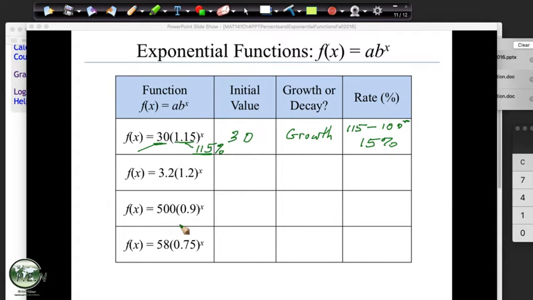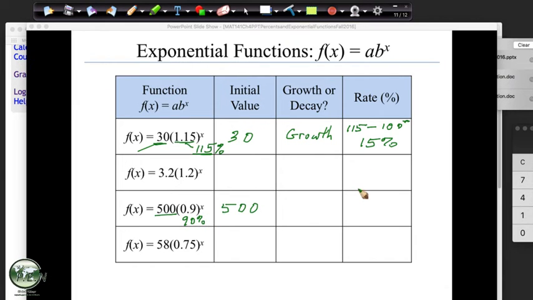Let's drop down to here, because this will be the same thing. But starting value is 500. Before we talk about growth or decay, let's talk about this. This is like, if we multiply by 100, we get 90%.